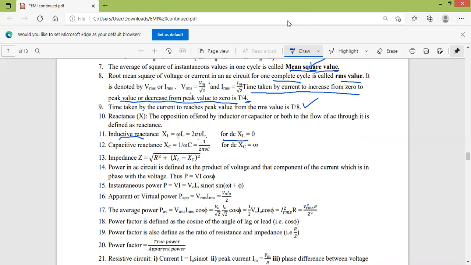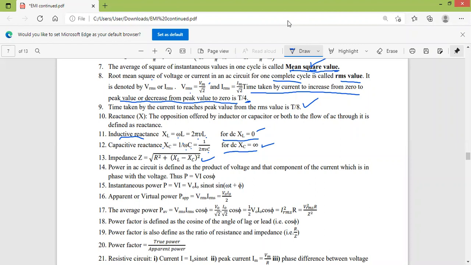For DC current, the inductive reactance is 0. Similarly, capacitive reactance XC is equal to 1 by omega C, or 1 by 2 pi nu C, and for DC current, the capacitive reactance is infinite. That means the capacitor will not allow the DC current to pass through it. It only allows AC current. It will not allow DC current. This is the expression for impedance.